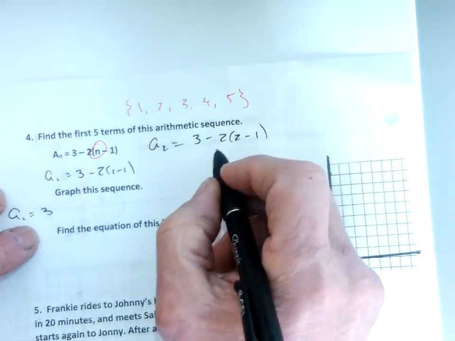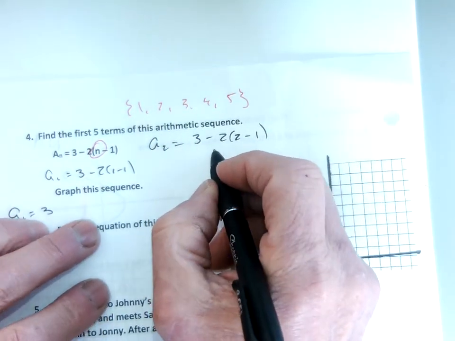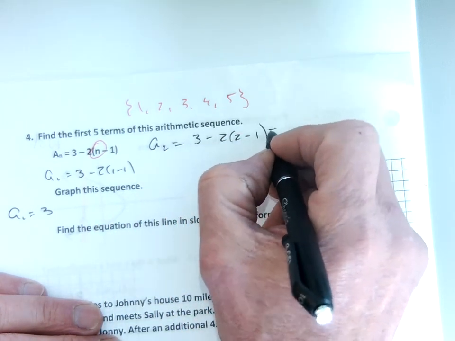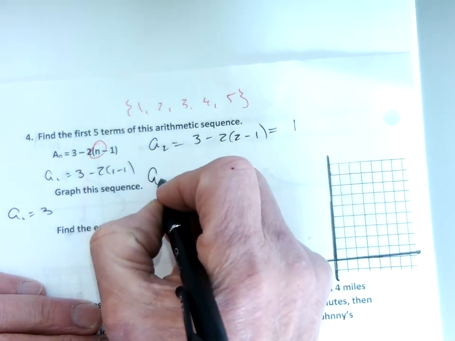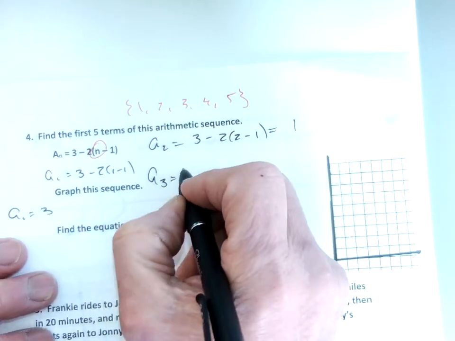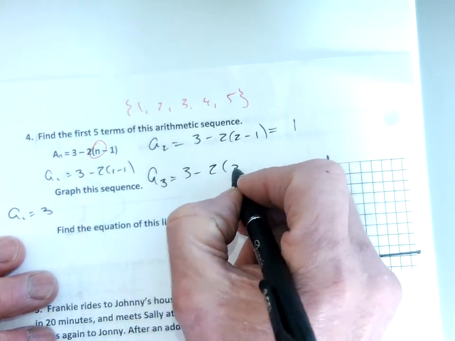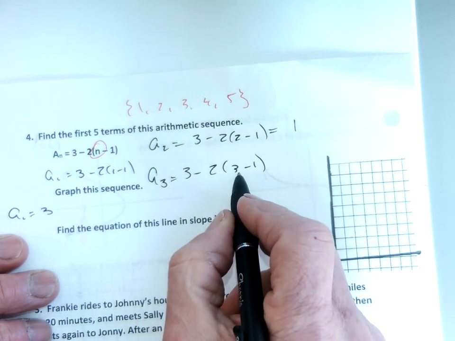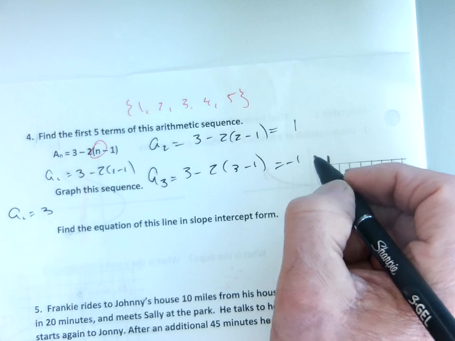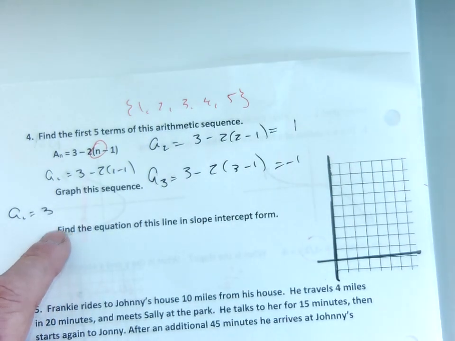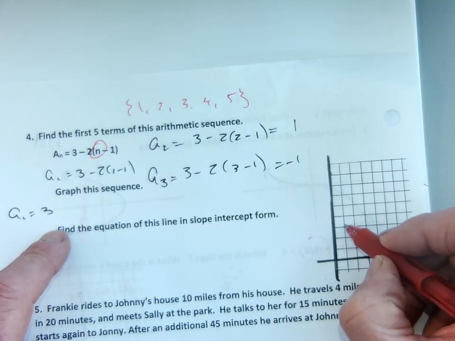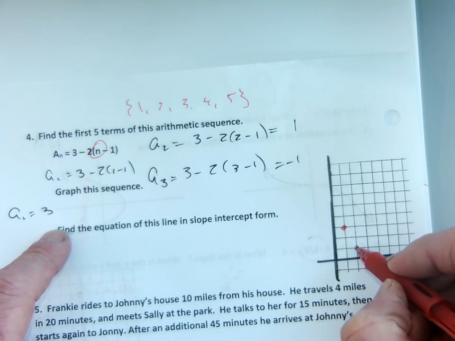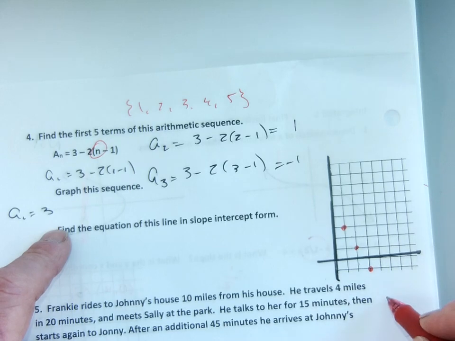Okay, so A2, let's see, I believe that's a 1, because 3 minus 2 is 1. A3, I'll put in 3, and I'll go 3 minus 2 times 3 minus 1, which is going to be a 2. I'll go 3 minus 4 is negative 1. I see a pattern. I'm starting to see a pattern, okay? So my first term is 3, then I'll have a 1, and I'll have a negative 1. I can see the pattern.